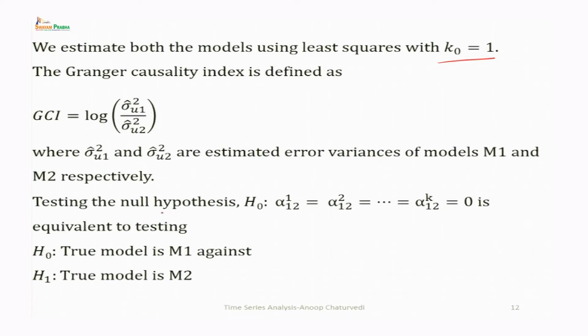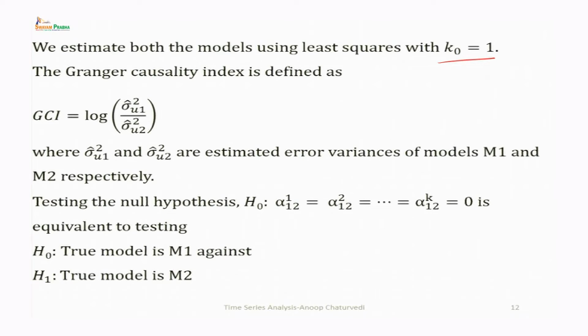So, basically you want to test the null hypothesis H naught: alpha 1,1 is equal to alpha 1,2 equal to so on equal to alpha 1,k equal to 0. And testing this hypothesis is equivalent to testing H naught, the true model is M1, against H1, the true model is M2. True model M1 means X does not Granger cause Y, and true model M2 means X Granger causes Y. Again, we have taken k naught equal to 1. So, we have ruled out the possibility that there is instantaneous causality.